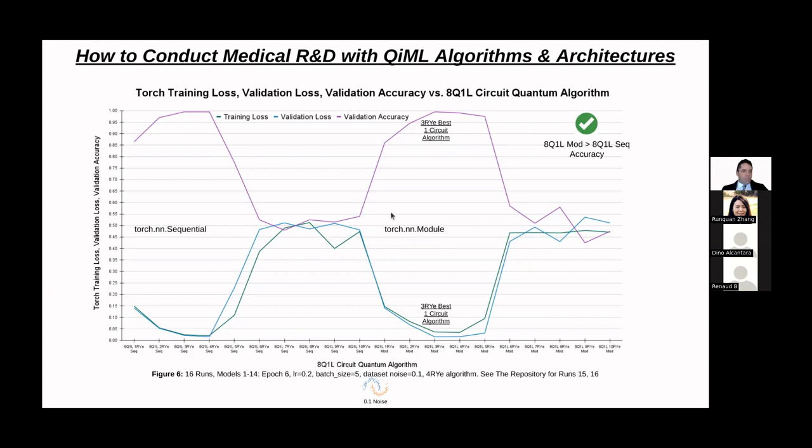Okay, so again, these are just single 8-qubit circuits. And then I did half using the sequential method with torch processing, and I did half using module. And then you see the torch.nn.module was better, whether it was a 4-qubit single circuit or an 8-qubit single circuit.